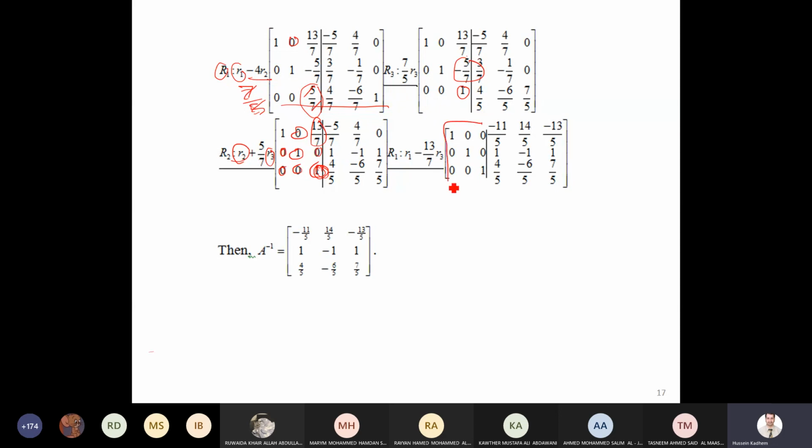Have a look here. What we see here is the identity. This new matrix represents the inverse. This is the new matrix. This is the inverse of matrix A. You got it?